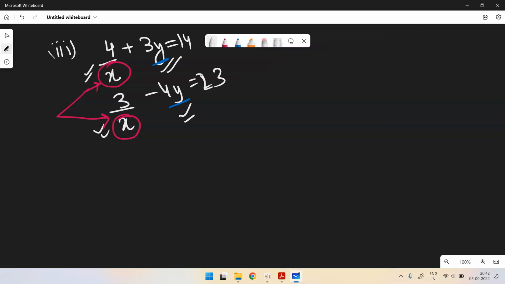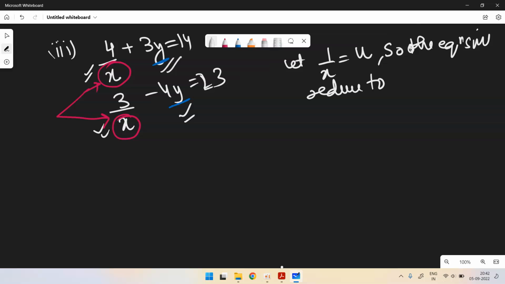So what you need to do is take 1 by x as u, and not 1 by v or y equal to v or something else like x, y, z. Let 1 by x equal to u, so the equations will reduce to 4u + 3y = 14, and 3u - 4y = 23.